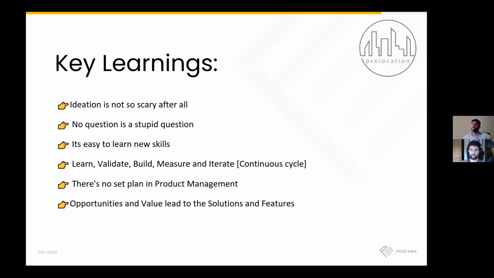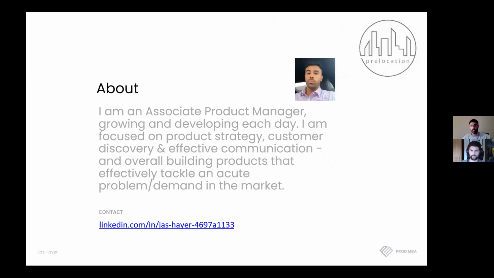So I think this is like a continuous cycle that we've done throughout this process, and this kind of goes to the next point as well, that there's no set plan in product management. I think you've always got to adapt and iterate and grow, but also validate, which is really important. And then the last point is something that I took away, the fact that it's easy to always be solutions orientated and come up with different features, but I think you need to come up with the opportunities and the value first, and then that's what leads to the solutions and the features. And that's one of the big takeaways that I took from this.